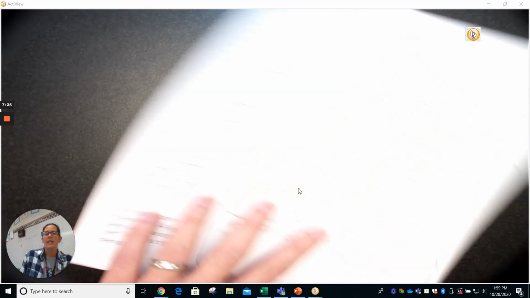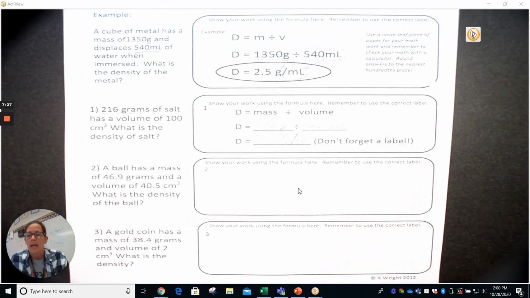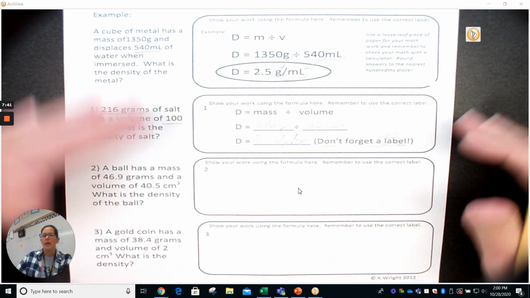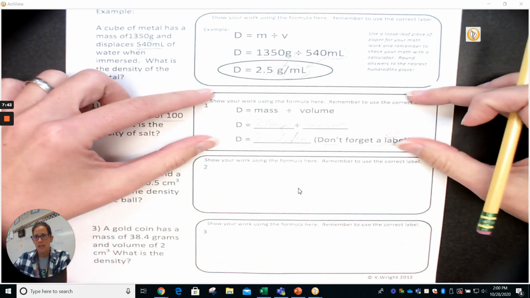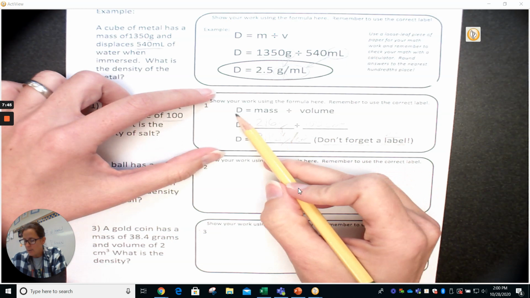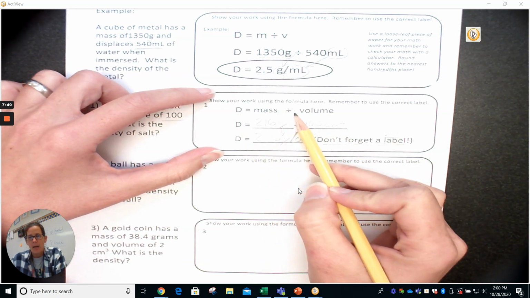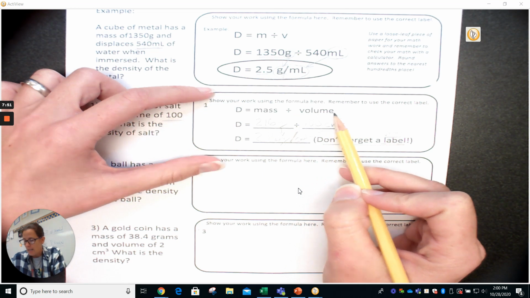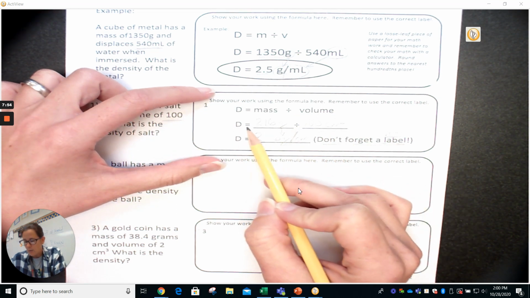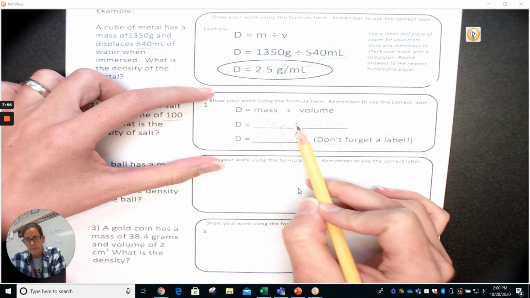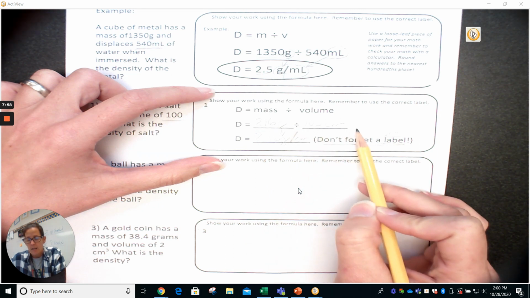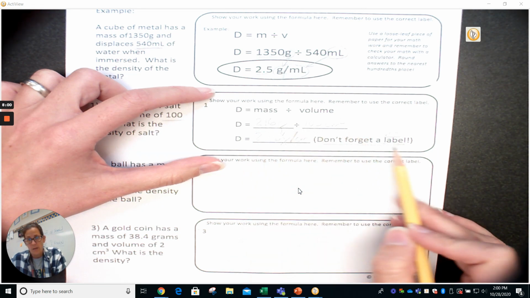But I want you to have a piece of notebook paper. And every time you do one of these questions, I want you to set it up exactly like we did right here. I want you to write down your formula, density equals mass divided by volume. And then I want you to set it up, D equals, and then give yourself a line and another line. And then I want you to have your answer right here.